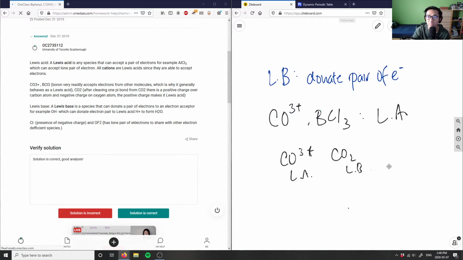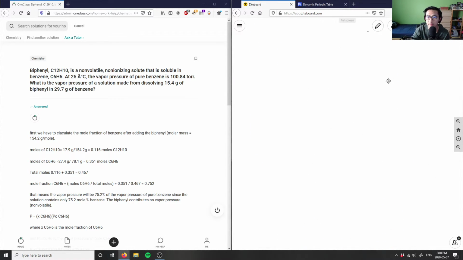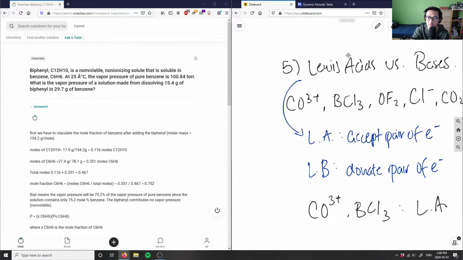This is number 5. Number 6 is asking: biphenyl, C12H10, is a non-volatile, non-ionizing solute that is soluble in benzene at 25, I want to say that's degrees Celsius. The vapor pressure of pure benzene is 100.84 torr. What is the vapor pressure of a solution from dissolving 15.4 grams of biphenyl in 29.7 grams of benzene? Okay, so this is a long question again.